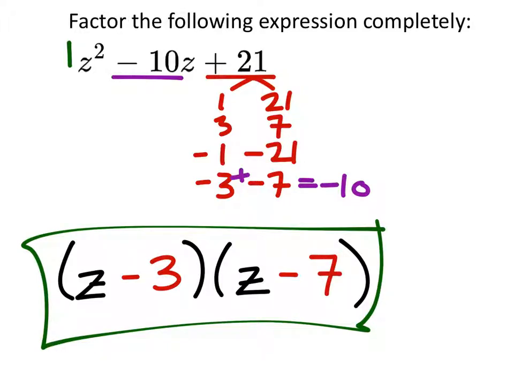And here's why it doesn't matter: if I were to use the FOIL method or distribution or the rectangle method to expand this and then simplify it, I would still get z squared minus 10z plus 21. So for me, the order of them doesn't matter. I don't know any professors where it does either. I could be wrong, though.